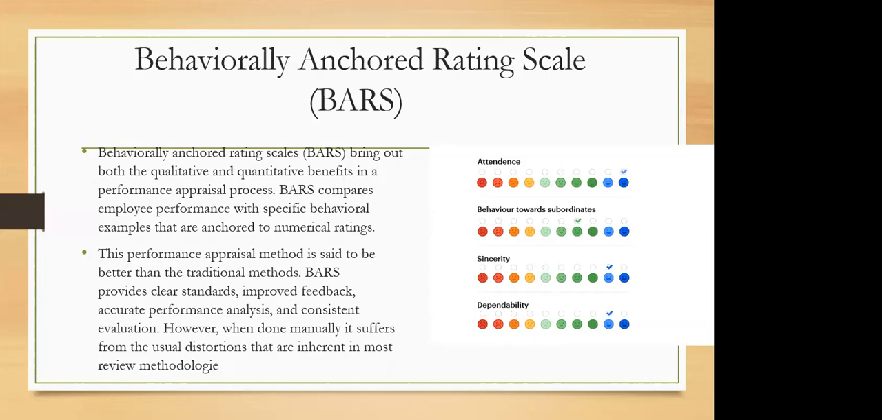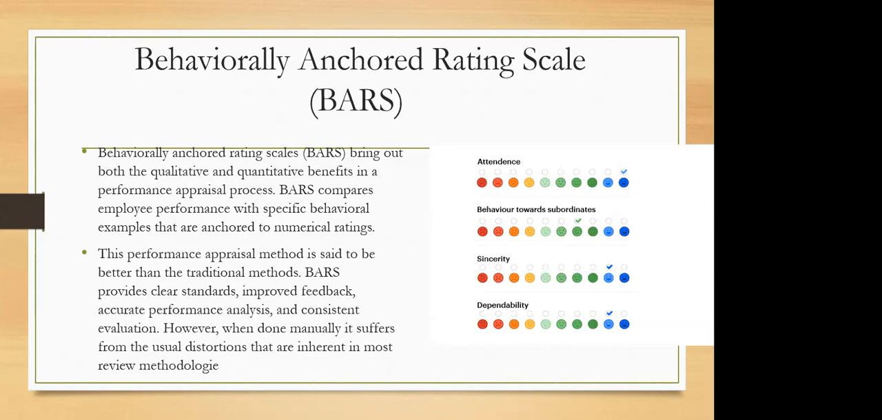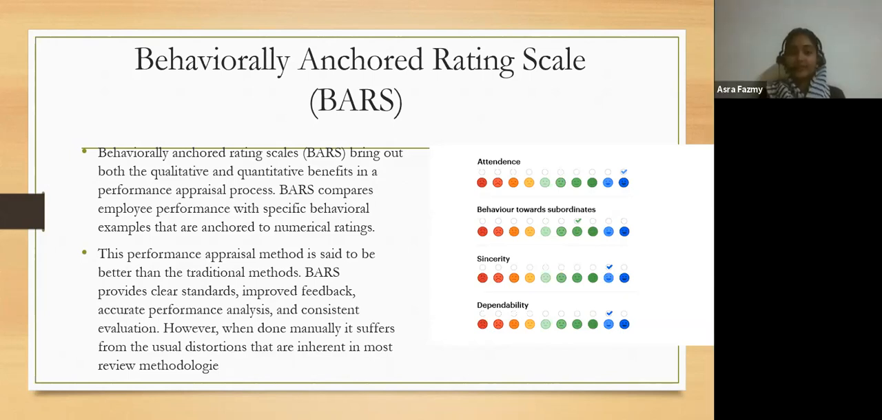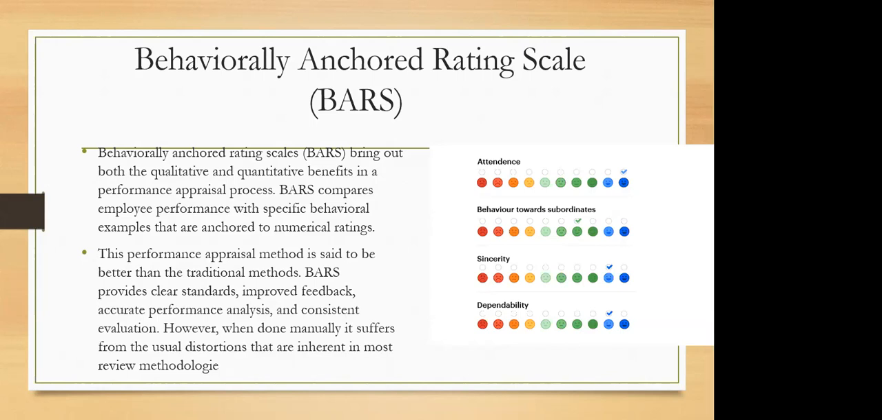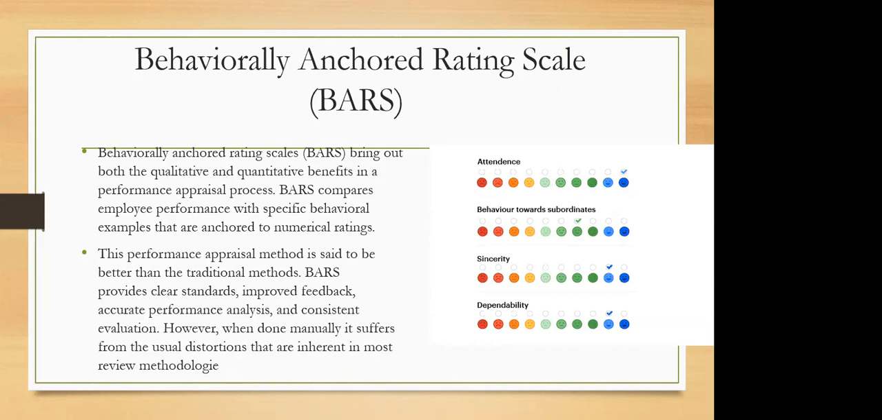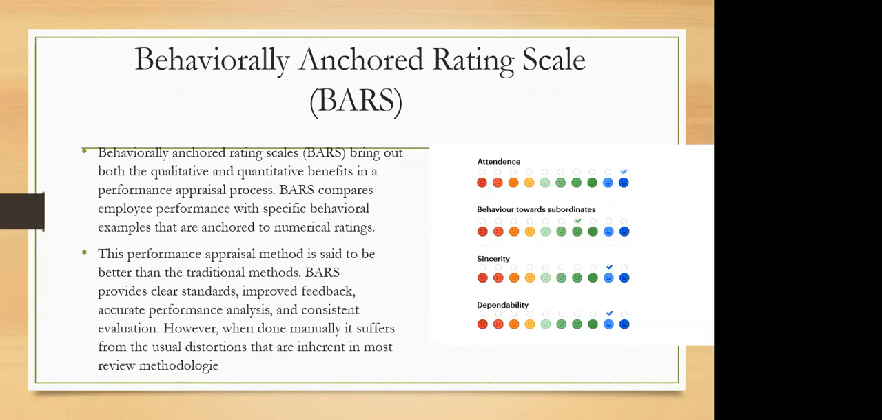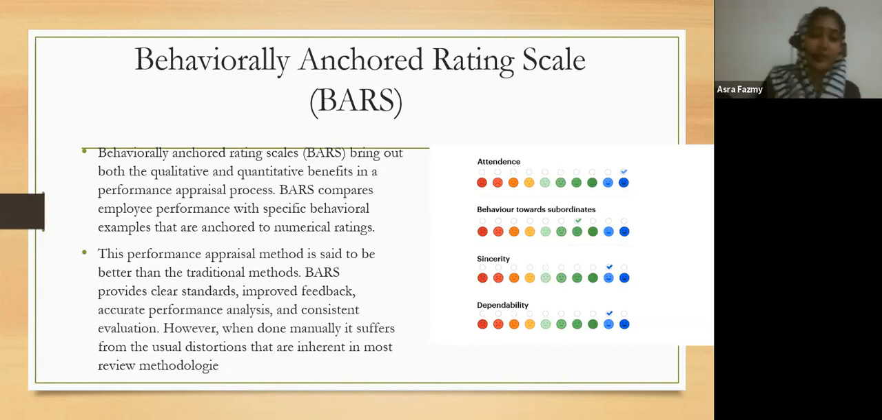Okay, so the next evaluation method is the behaviorally anchored rating scale, also called the BARS. When you see the diagram on the right side of the slide, you can figure out what this is. It is a rating scale where there are different factors that you have to rate. Behaviorally anchored rating scales bring out both qualitative and quantitative benefits in a performance appraisal process. BARS compares employee performance with specific behavioral examples that are anchored to numeric ratings.